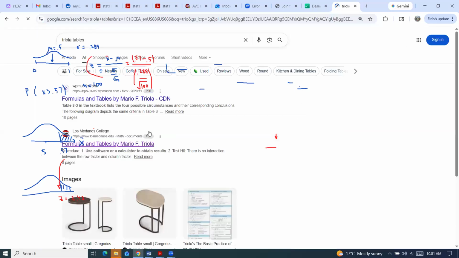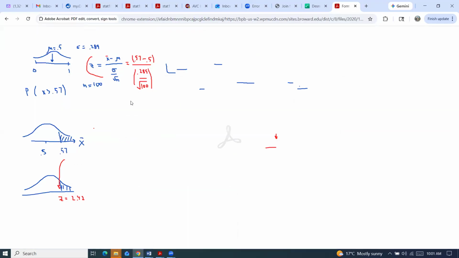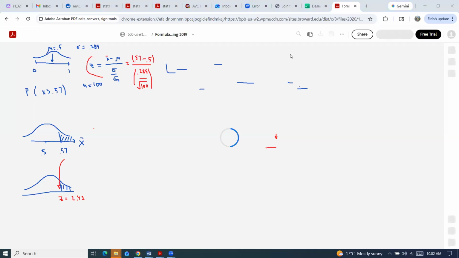Already here. Let's see. Used it so many times. So in the tables, we find the column under 0.02 because it's the place of hundredths, right? So I need to go for 0.2 for the row, and the rest will be my column.